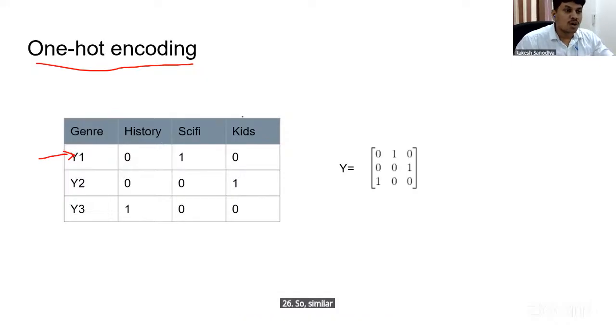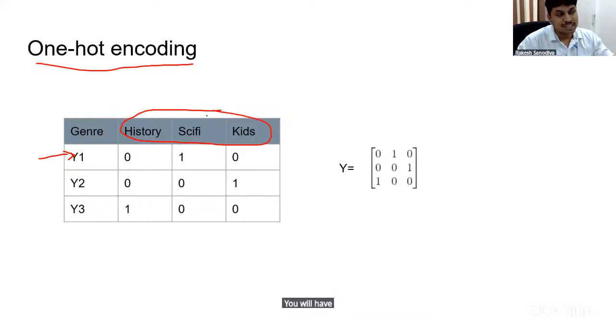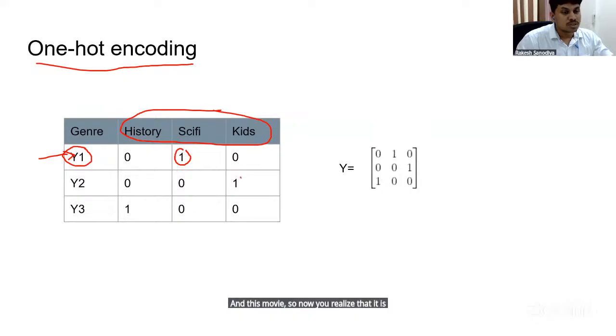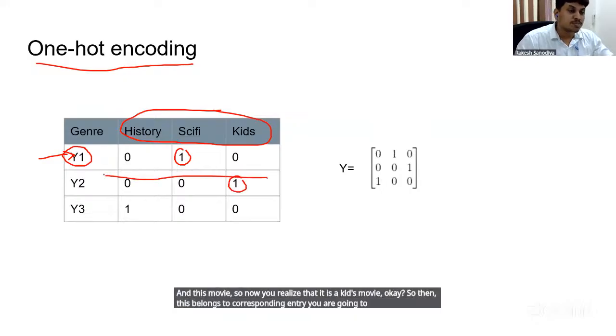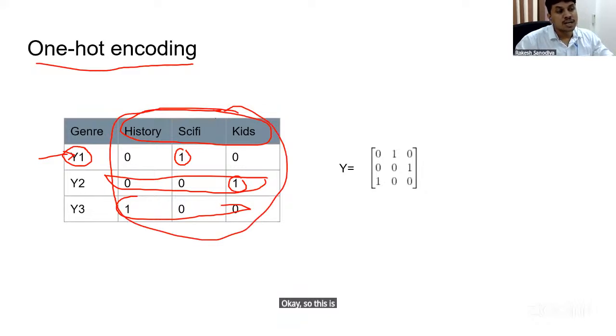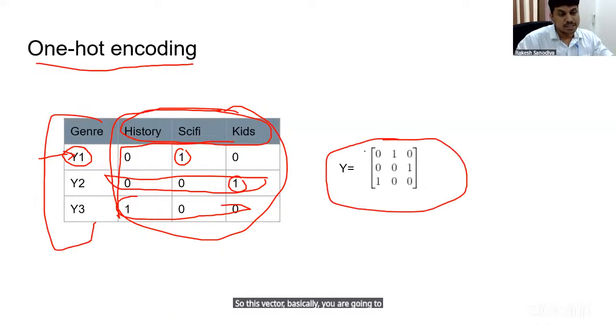Similarly here, how many categories do you have? Only 3 categories. So for each and every sample, you will have to take the size of 1 cross 3. Let's say this particular sample belongs to sci-fi, then the corresponding entry you are going to make a 1. Similarly, after watching this movie you realize that it is a kids movie, so you make the corresponding entry. Again, the size remains the same. For the third one, it is a history movie. This is what you call one hot encoding, and this vector you are going to pass for the corresponding movies.